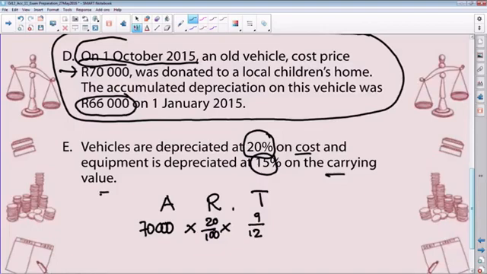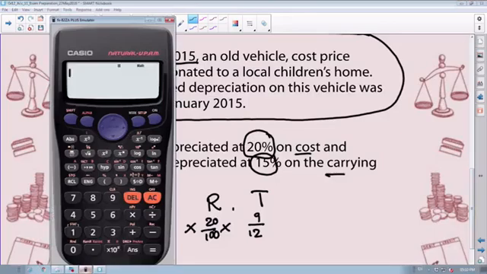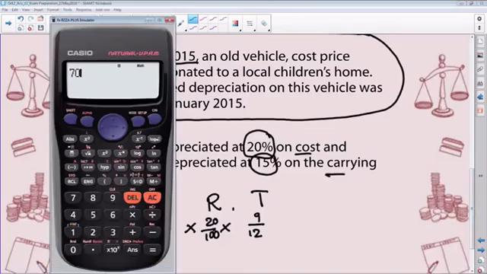Okay, let us pick up our calculator and immediately we say fine. It was 70,000, so we say 70,000 times 20%.